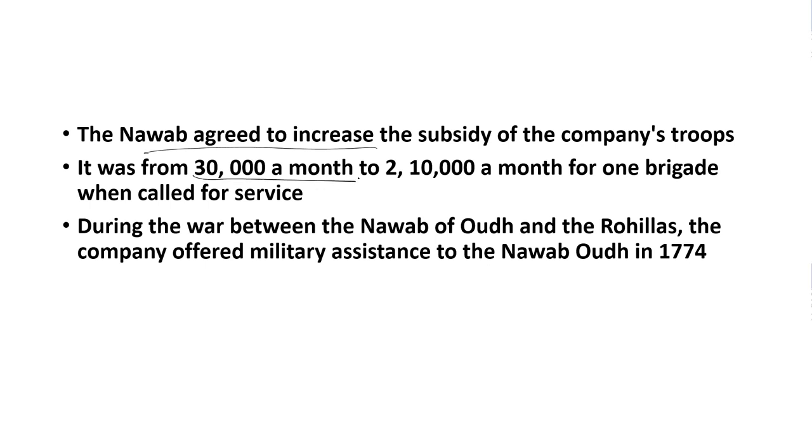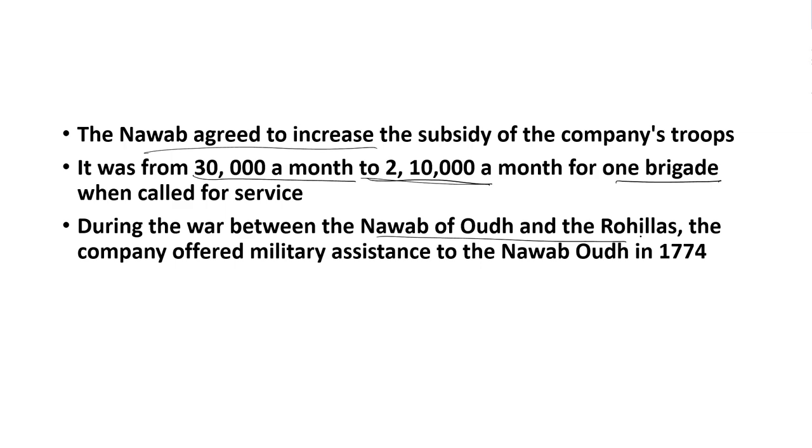He was required to pay 2,10,000 rupees instead of the earlier 30,000 rupees. Earlier, the Nawab of Oudh had paid 30,000 rupees for the military help when one brigade was called into service. But now, when one brigade was called into service, Shuja-ud-Dawla was required to pay 2,10,000 rupees a month.